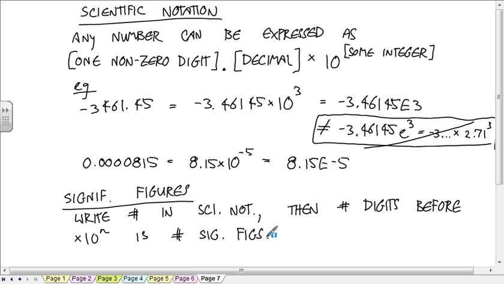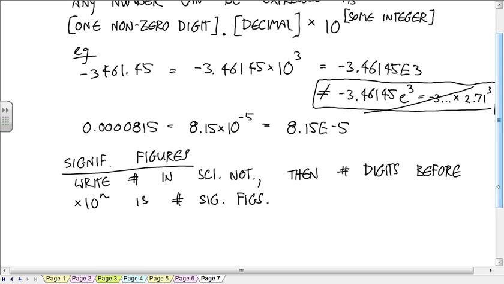This means in this first example, how many significant figures are there in negative 3,461.45? There's 1, 2, 3, 4, 5, 6 significant figures. And in the second one, there's 1, 2, 3 significant figures. Okay. Any questions about that?